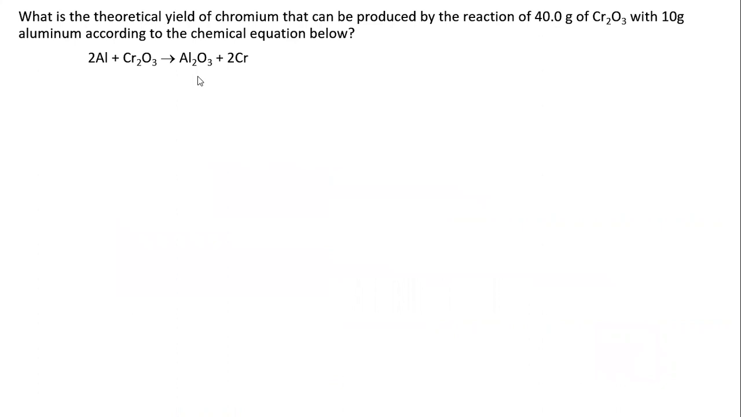So here we have another limiting reactant problem. We want to know what's the theoretical yield of chromium that can be produced with a reaction of 40 grams of chromium 3 oxide with 10 grams of aluminum, given the chemical equation below. So we have the balanced chemical equation. We want to know how much chromium can be produced when we react these two reactants. So 40 grams of chromium 3 oxide, 10 grams of aluminum.